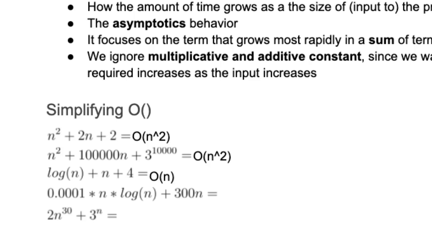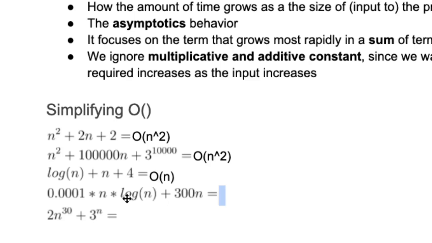If you plug in 16 for n, that's 16, but log base 2 of 16 is going to be? 4. There you go. So again, we're focusing on the dominant term, the term that grows fastest, because that's what's going to matter when we're dealing with large numbers.